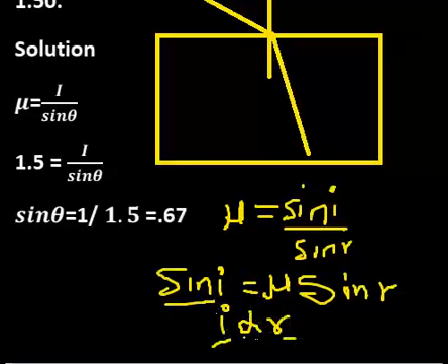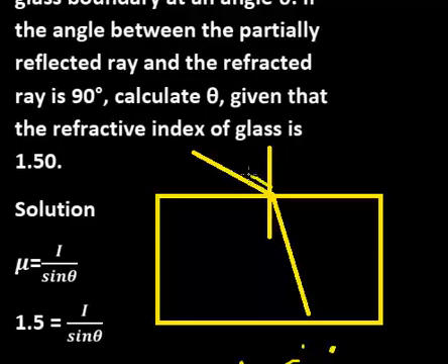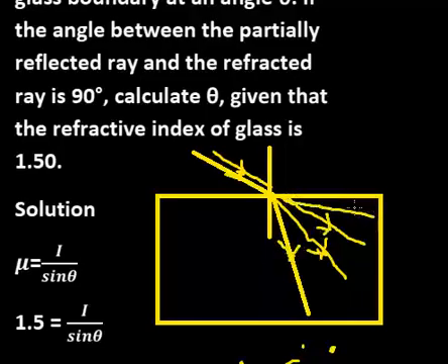So let's come to this place now. If I keep on increasing the incidence at this medium, the refraction will increase. If I increase it again, the refraction will increase. If I keep on increasing the incidence, the refraction will increase, up to a point where the refracted ray becomes perpendicular to the surface.